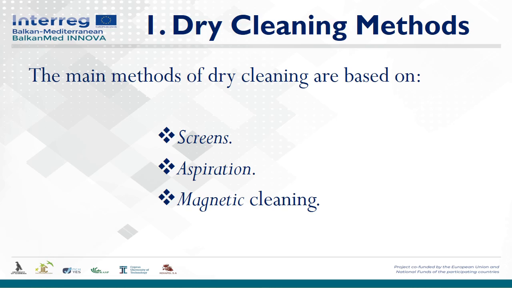The screens are size separators in the form of sieves based on perforated beds or wire mesh. Dry cleaning methods based on screening techniques are divided into two types. Scalping, when contaminants are larger than the food, for example, straw from cereal grains or legumes, and twigs from peas.